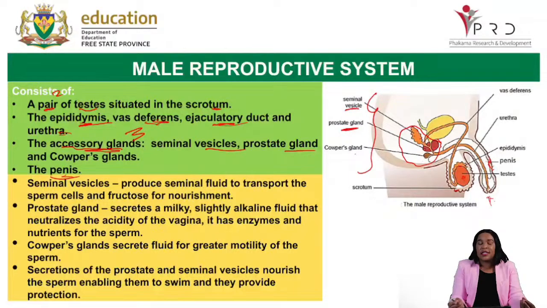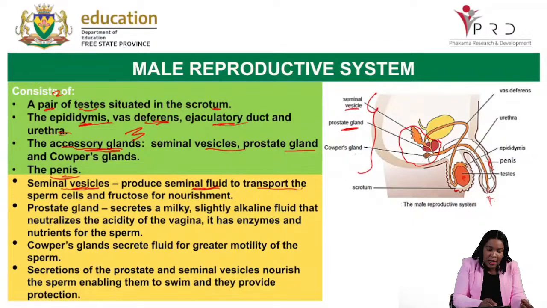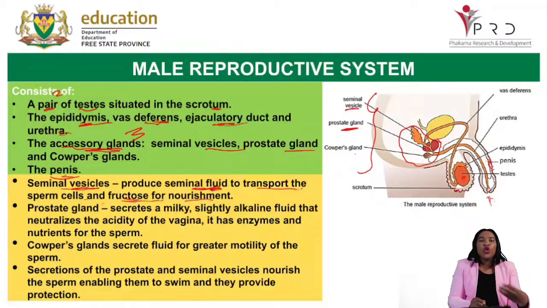What are they secreting? Remember the seminal vesicles, they produce seminal fluid to transport the sperm cells and fructose for nourishment. So to nourish the sperm, it has this type of sugar, which is fructose, and it also has a fluid to help the sperm to move. It will secrete that into that passageway to help the transport of sperm cells.